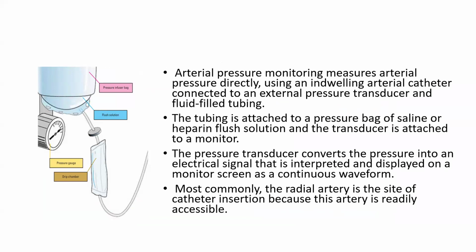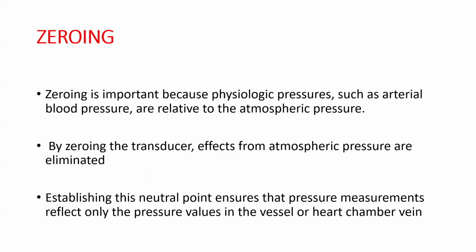Arterial pressure monitoring measures arterial pressure directly using an indwelling arterial catheter connected to an external pressure transducer and filled tubing. The tubing is attached to the pressure bag of saline and heparin flush solution, and the transducer is attached to the monitor. The pressure transducer converts the pressure into an electrical signal that is interpreted and displayed on the monitor screen as a continuous waveform. Most commonly, the radial artery is the site of catheter insertion because this artery is readily accessible. Now the next step is zeroing.